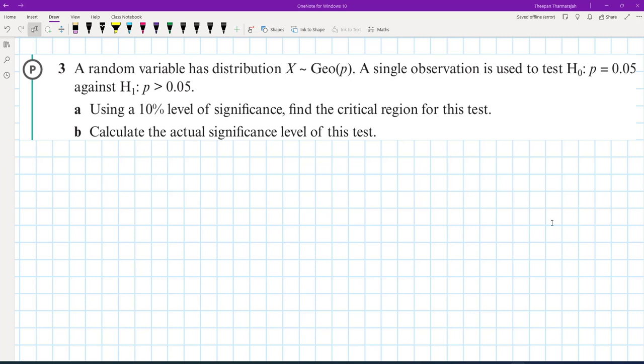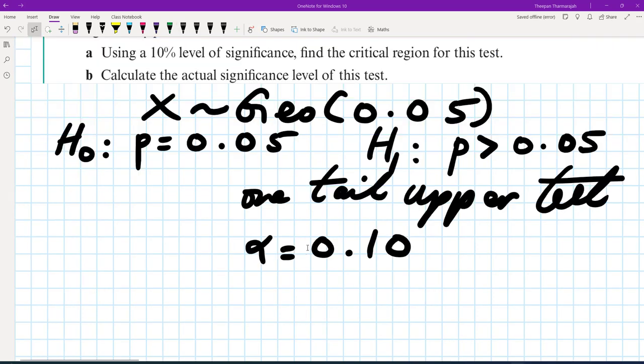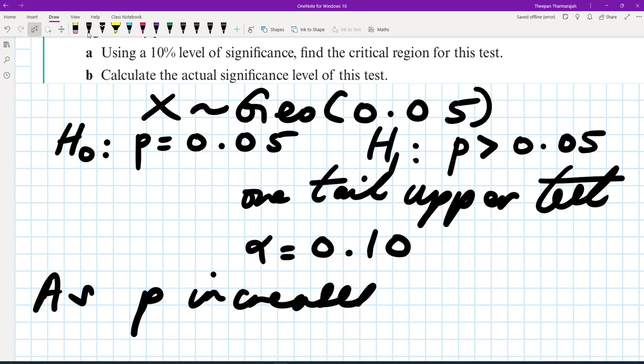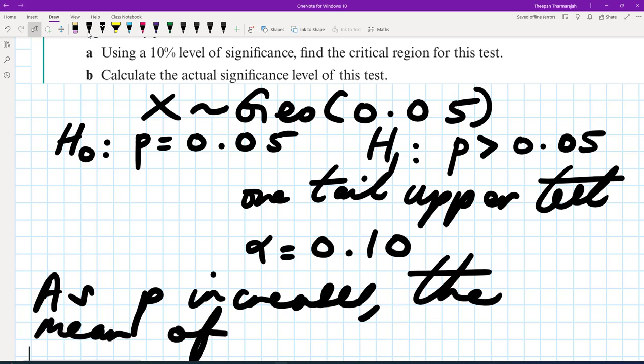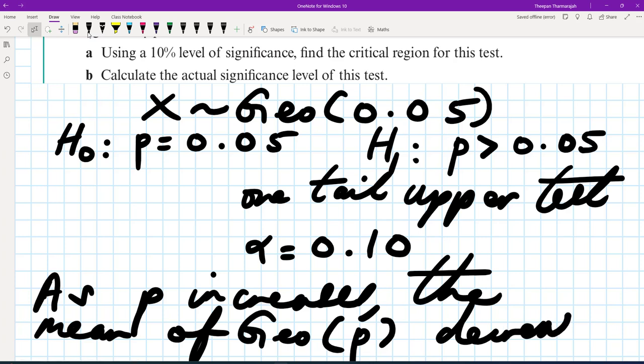So here's a question for you to try. You can pause the video, and when you're done, I will go through my worked solution. Here we need to be careful that alpha is actually 10%, the significance level. So we state the usual thing as we always do: as p increases, the mean of the geometric distribution decreases.